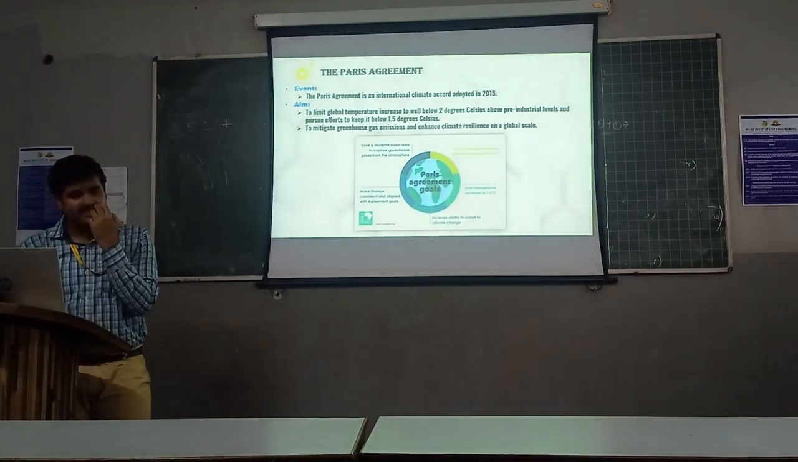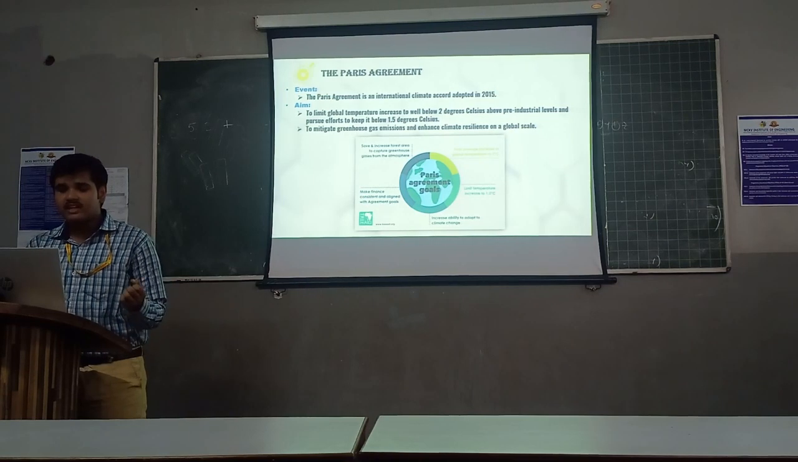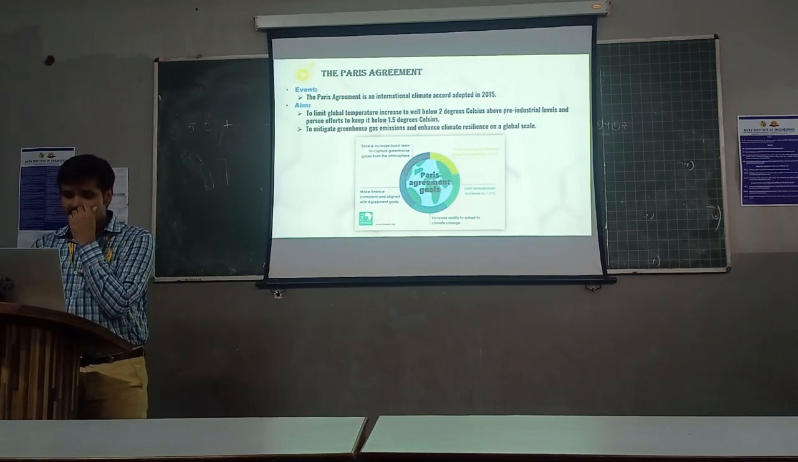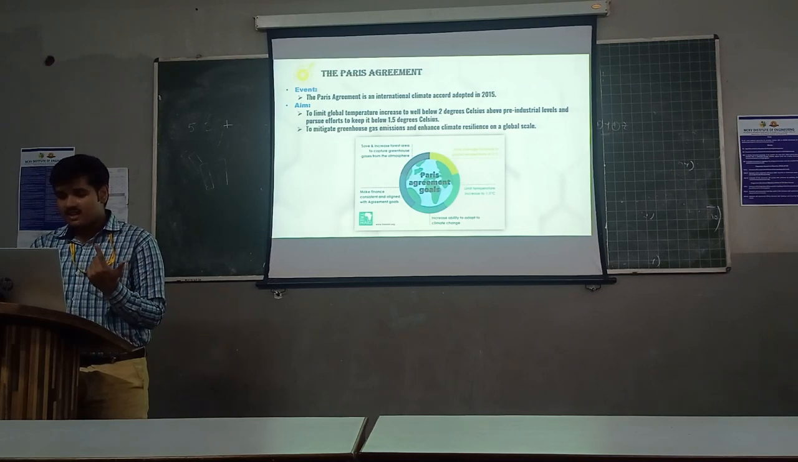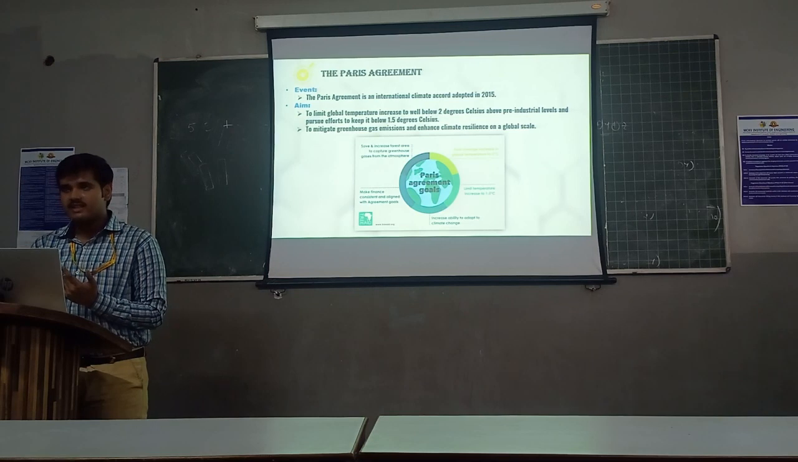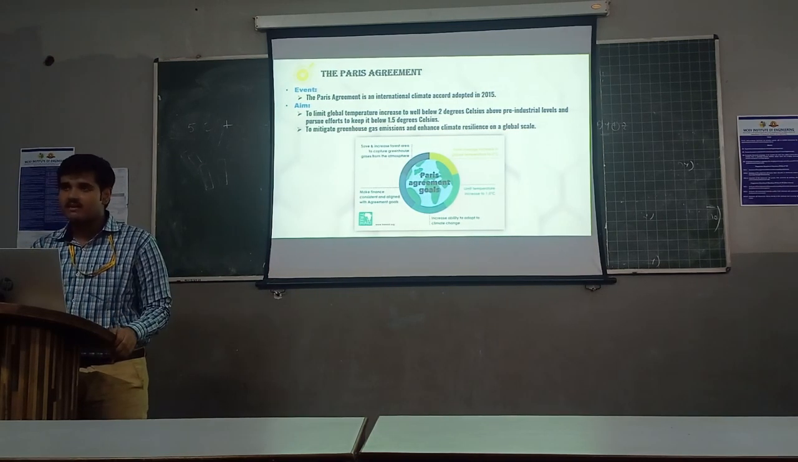And there is the Paris Agreement. The Paris Agreement is an international climate accord adopted in 2015. The aim of the Paris Agreement is to save and increase forest area, hold the increase in global temperature to 2 degrees centigrade and limit temperature increase to 1.5 degrees centigrade, and increase the ability to adapt to climate change.